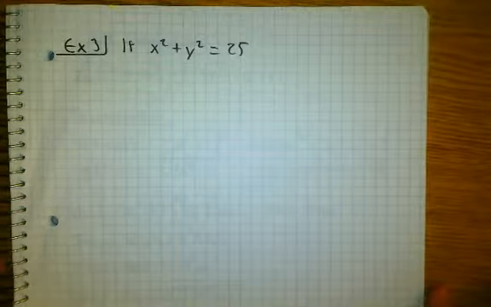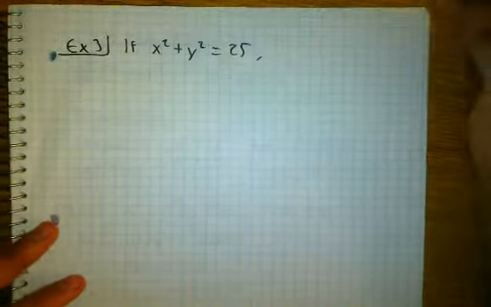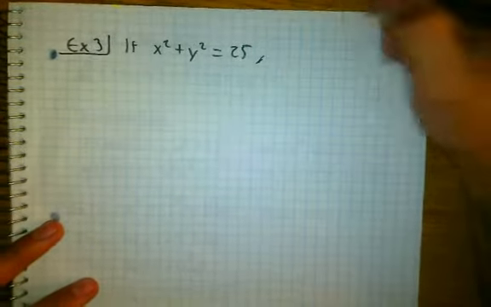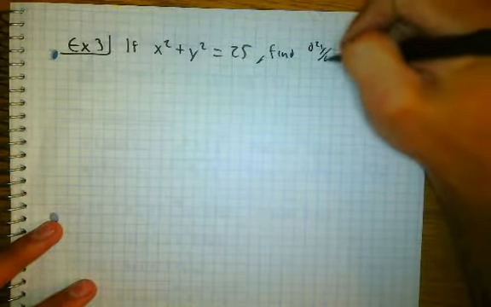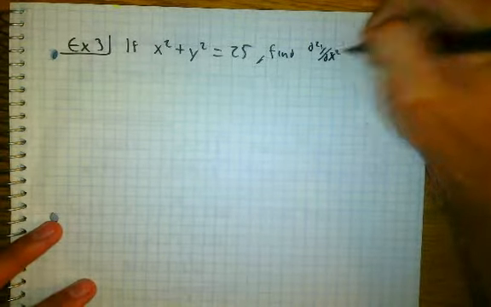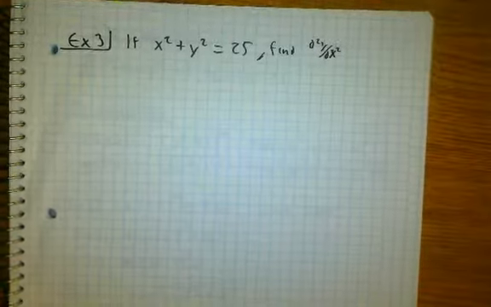Okay. If x squared plus y squared equals 25, it was a circle, a circle with a radius of 5. Fantastic. Find the second derivative.